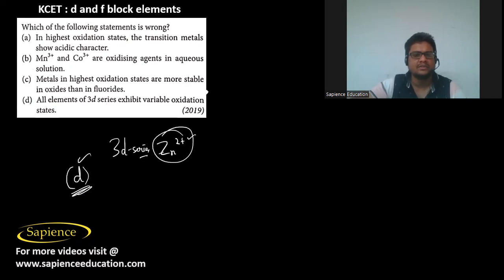And all the remaining statements are correct only: in the highest oxidation states, the transition metals will show acidic character; Mn3+ and Co3+ are oxidizing agents in aqueous solutions; and metals in highest oxidation states are more stable in oxides than in fluorides. Okay. So all these statements A, B, C are correct. Only option D is the wrong statement.